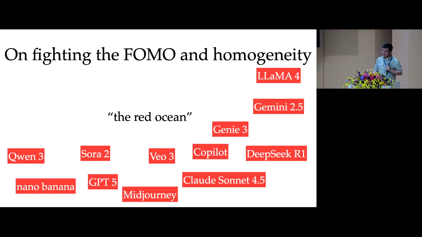And this brings me to my last point. I'm almost done. Bear with me. So it can feel very overwhelming and annoying in some sense that there are so many things. There's Llama 4, Gemini 2.5, Genie 3, DeepSeek, Copilot, Claude Sonnet, Veo 3, Midjourney, GPT-5, Sora 2, Qwen 3. I'm probably missing like 50 of them here, right? And this is an entire red ocean where everyone is kind of doing the same thing. There's a strong homogeneity over the space.